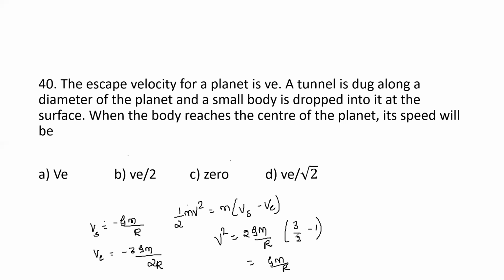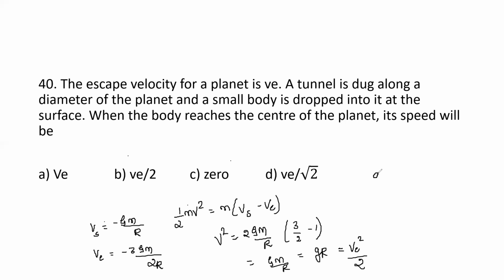Okay, into 2. So 2 will get cancelled. Then here if you simplify this, you will get it as GM divided by R, which can also be written as gR. Why? Because GM is equal to gR square. R will get cancelled. Therefore, we will get gR is equal to Ve square divided by 2.